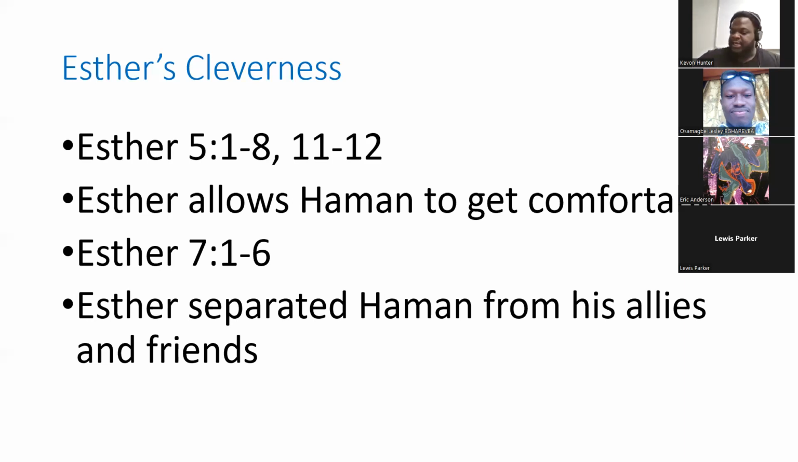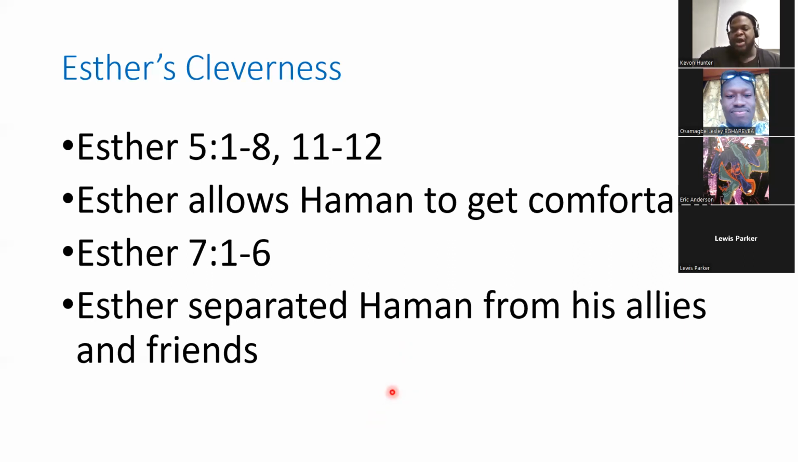And Haman is, like I said, a very powerful man. He has friends at court. He has allies. I don't know if he has armies, but I'm assuming he has some kind of military with him. But Esther separates Haman from those allies. This is a private banquet. And then she accuses him when he doesn't have backup.